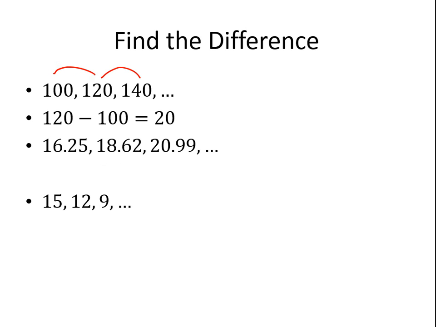Now if we do the same with our second one, you see it's a little bit trickier, but you know what? You could probably still do it. When you do your subtraction, you end up with 2.37. And if you do it with the next one also, you end up with, again, 2.37.